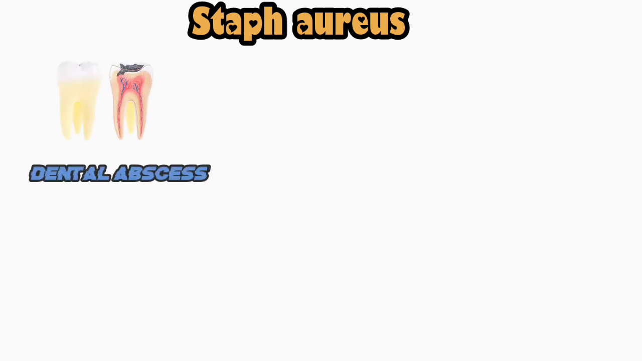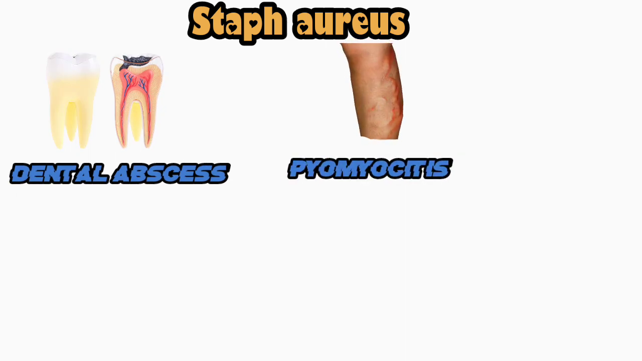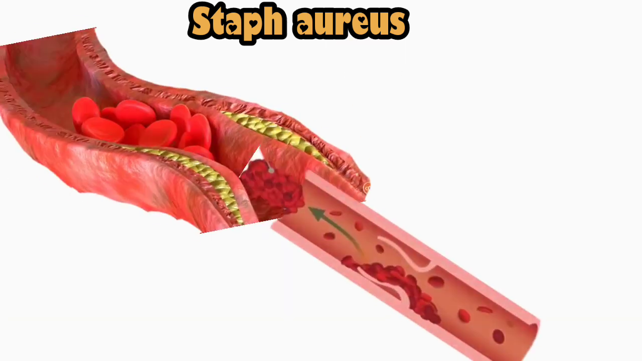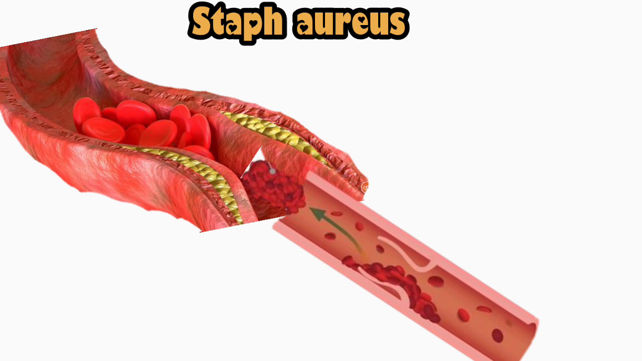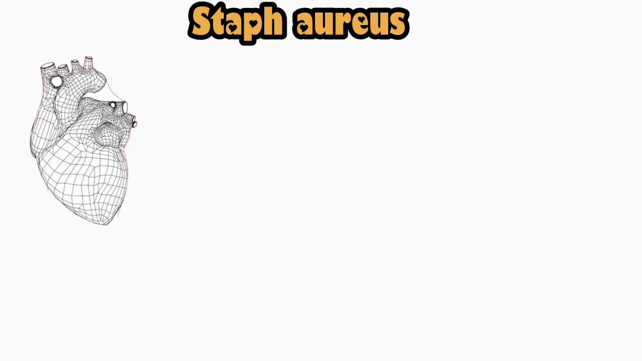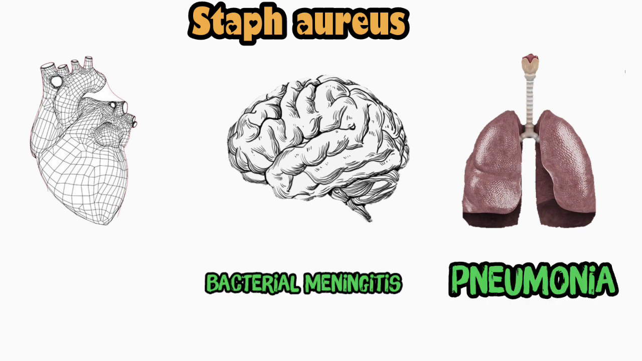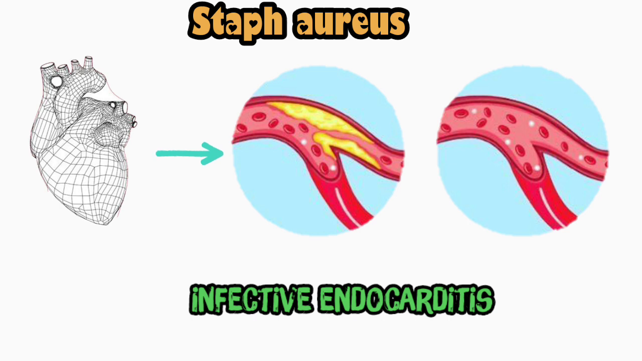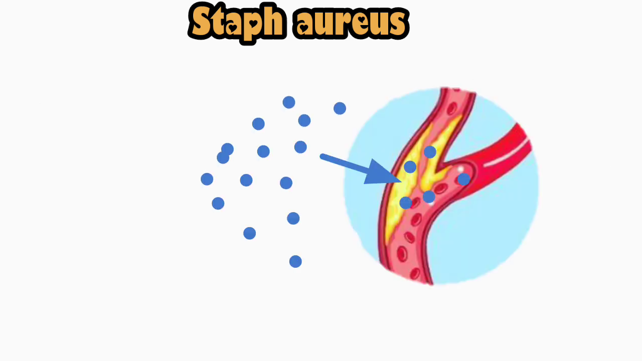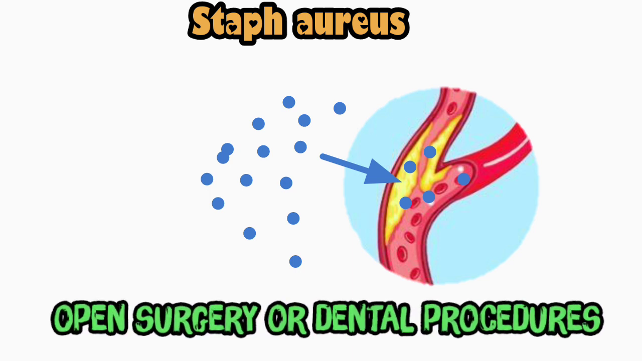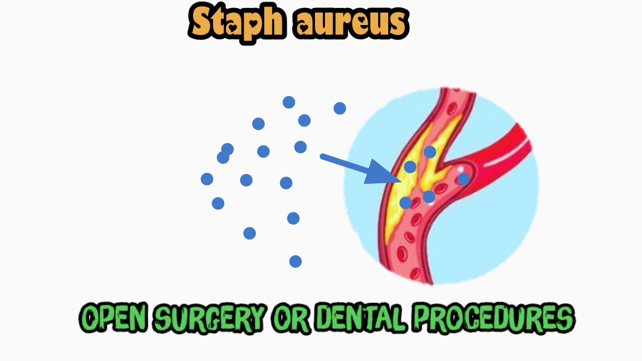It causes dental abscess, pyomyositis, osteomyelitis, and osteoarthritis after getting into the blood and causing bacteremia. It can make its way to other organs like the heart, brain, and other parts of the body. In the brain it causes bacterial meningitis, in the lungs it causes pneumonia, and in the heart it gets into the valves causing infective endocarditis. Besides skin infections, it can also get into the body through open surgery or dental medical procedures.